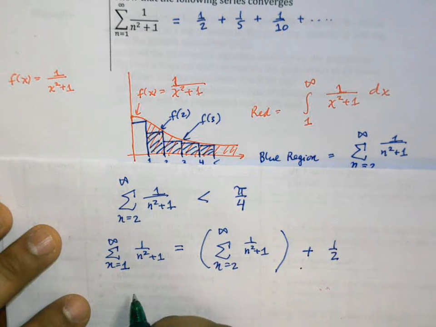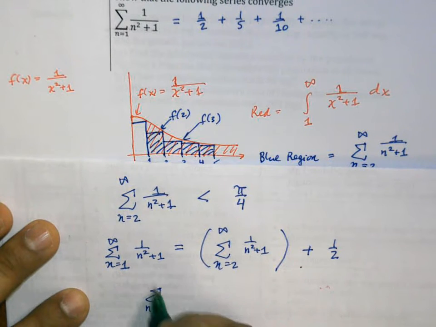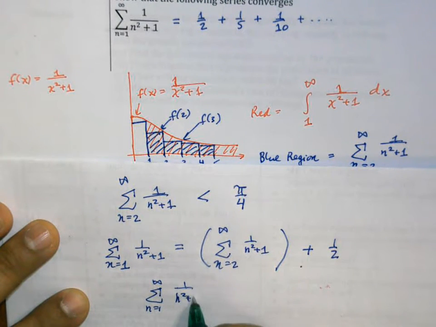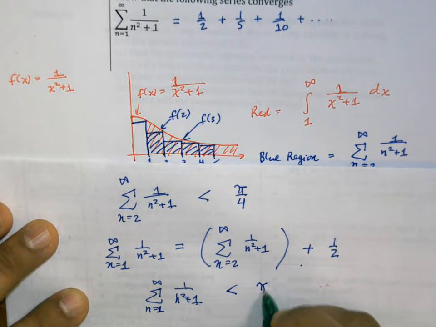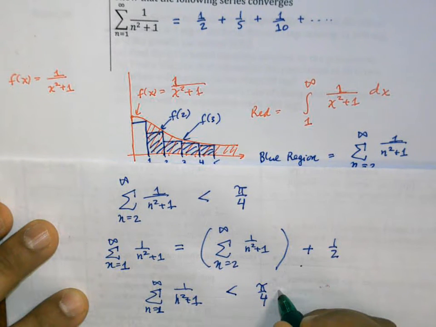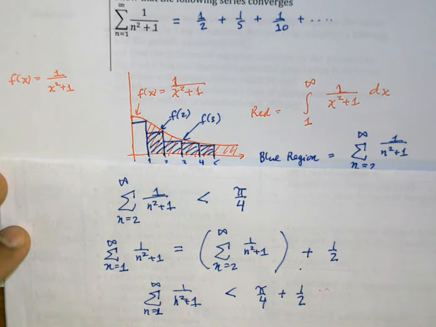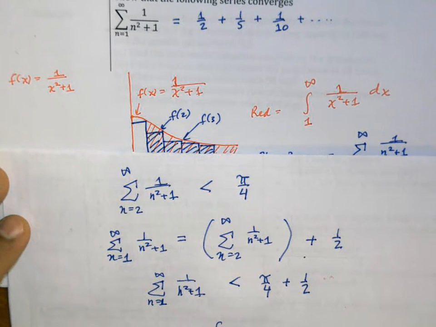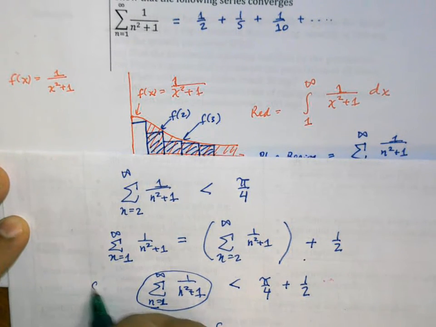Okay, so that means that the original series starting at n equals 1 is strictly less than pi over 4 plus 1... no, I'm sorry, plus a half. Okay. So there you have it. We've shown that this series must converge.